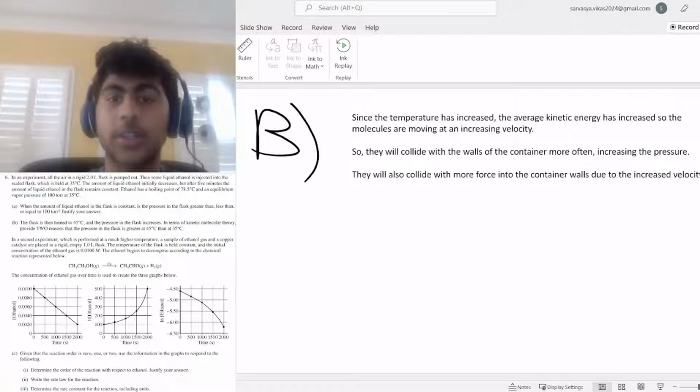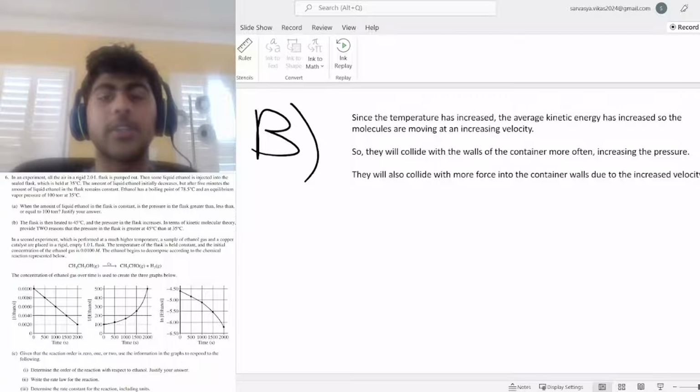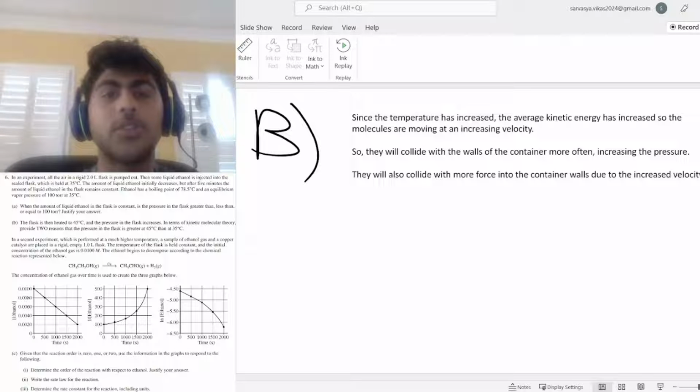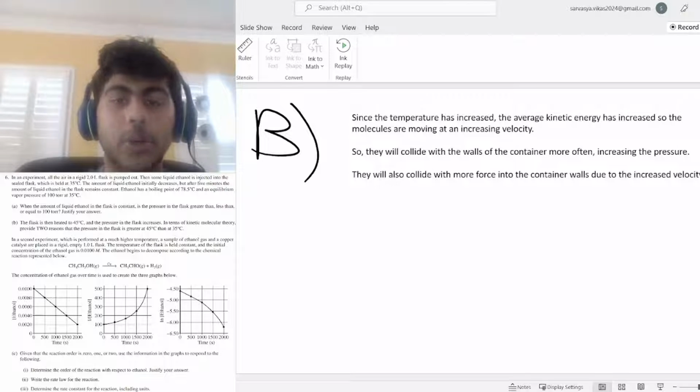Since the temperature has increased, the average kinetic energy has increased, and the molecules are moving at an increased velocity. They will collide with the walls of the container more often, increasing the pressure. They also collide with more force into the container walls due to the increased velocity. There are physics reasons behind both of these, but you don't really need to understand the physics behind it. You just need to remember that when it's going faster, it's going to collide more and collide harder, both of which increase the pressure on a surface.